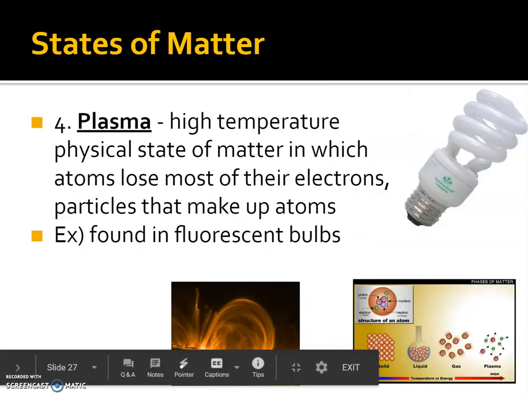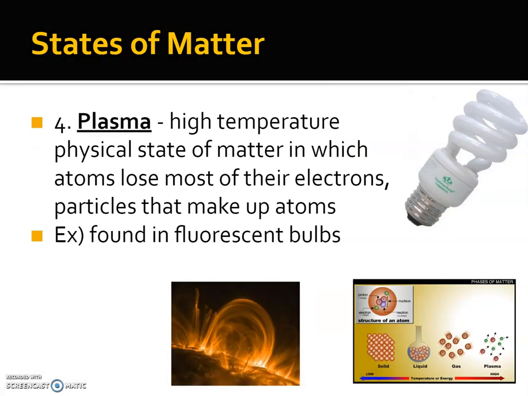Then our plasma phase is when your atoms are going to lose most of their electrons, and it basically breaks down the structure. It's found in high energy light bulbs and on the surface of the sun, and literally the electrons start coming off of it, and they're going to be around the nucleus of the atom. Solids are going to have the least energy, the least amount of temperature, and plasma is going to have the most amount of energy or temperature.